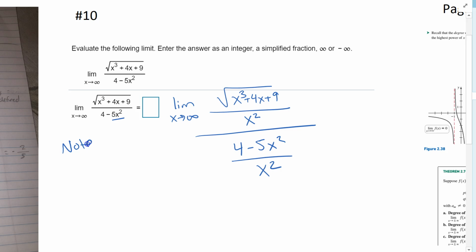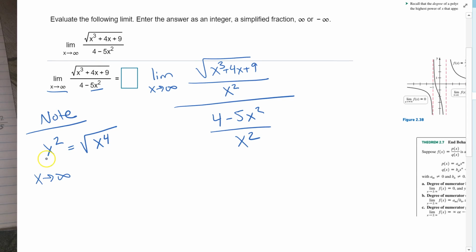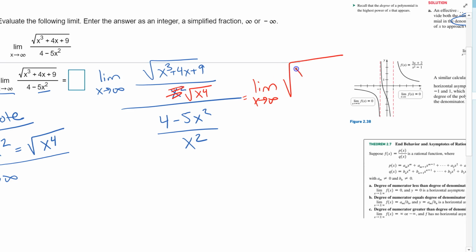And in this case, we're going to note we can write x squared as the square root of x to the fourth. Since x is going to infinity, x is always positive, so we don't have to worry about any absolute values here. That's kind of nice. The reason we use this is we can pull that up under the square root. So I can replace x squared and write that as the square root of x to the fourth. On my next simplification, I can write x cubed plus 4x plus 9 divided by x to the fourth, all under the square root.